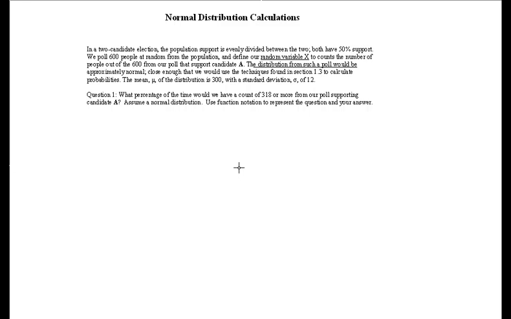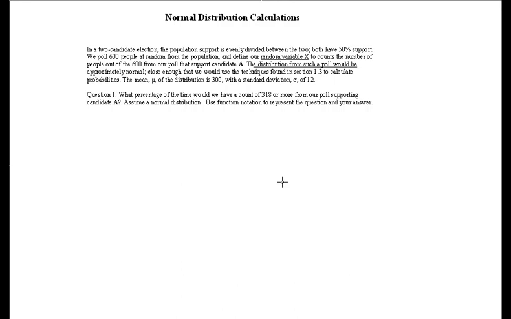To show you a few examples on how to calculate a normal distribution and some of the steps that are required in order to be successful. Election: the population support is evenly divided between the two. Both have 50% support. We poll 600 people at random from the population and define a random variable x to count the number of people out of the 600 from our poll that support candidate A.